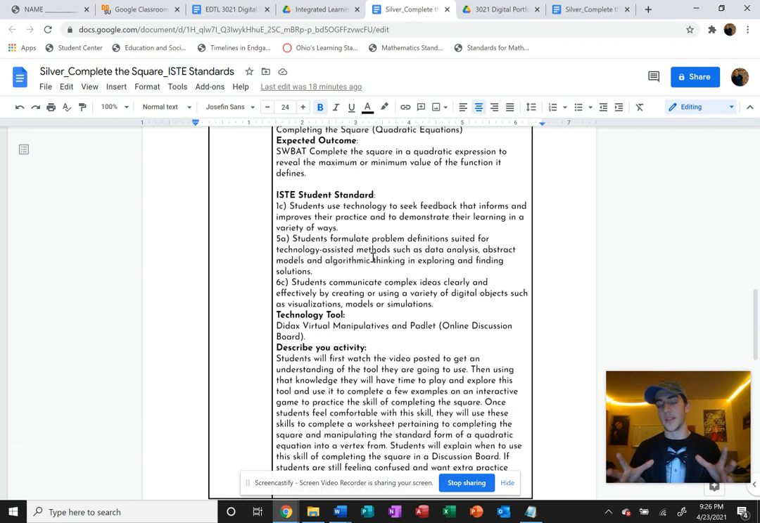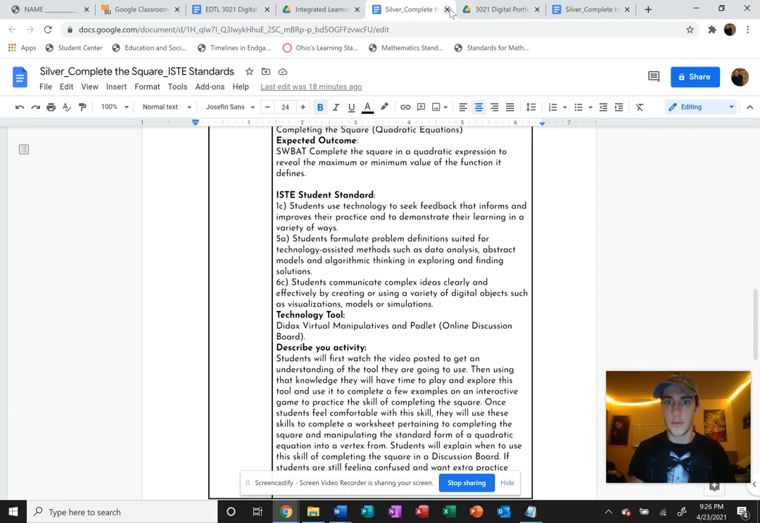So they're actually using the algebra tiles to demonstrate completing the square, which is a very important tool. Students formulate problem definitions suited for technology assisted methods. They're using algebra tiles to create these abstract models and boost their thinking and exploring when finding solutions. And then of course students are also communicating these complex ideas by creating these models within the online resource.